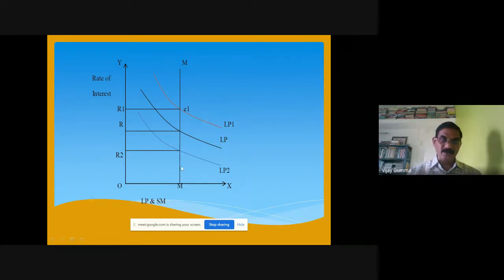On the contrary, while the supply of money remains constant as OM, when the demand for money decreases from LP to LP2, or from point E to point E2, the original liquidity preference curve shifts downward to the left as LP2. This new LP2 demand for money curve intersects the same MM supply of money curve at point E2. At this equilibrium point, the equilibrium rate of interest decreases from OR to OR2.